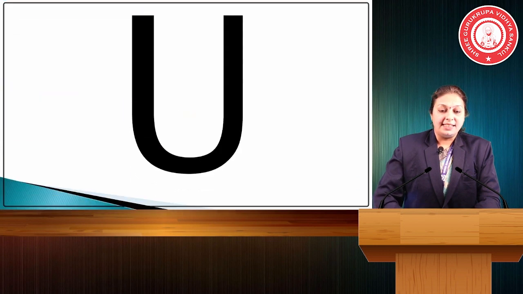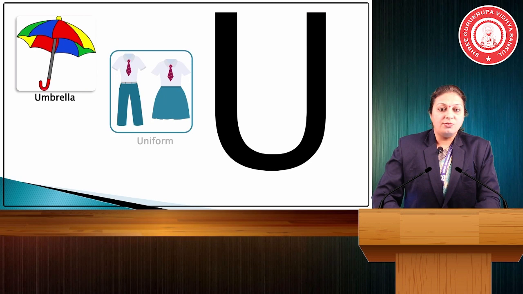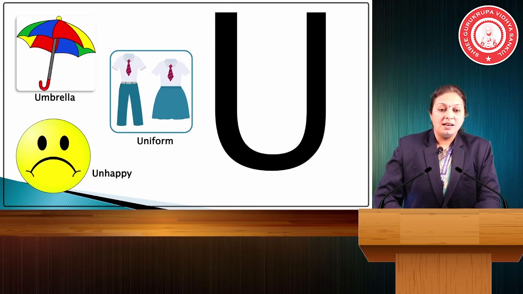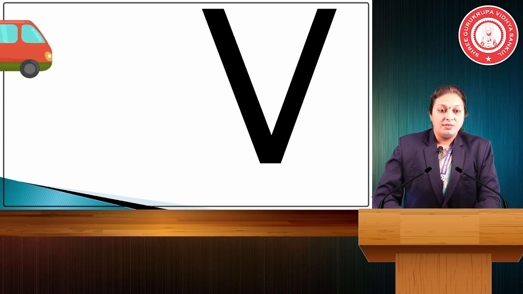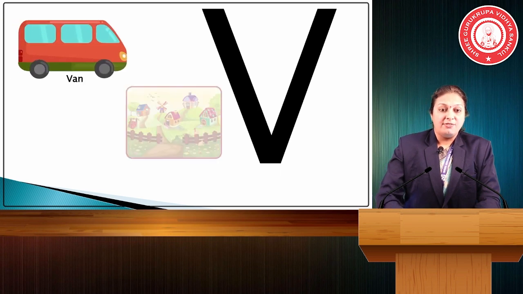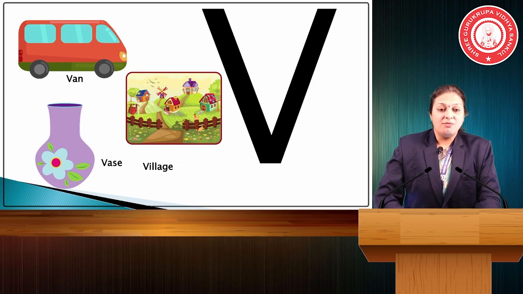Letter U. U for umbrella, U for uniform, U for unhappy. A, A. Letter V. V for van, V for village, V for vase.